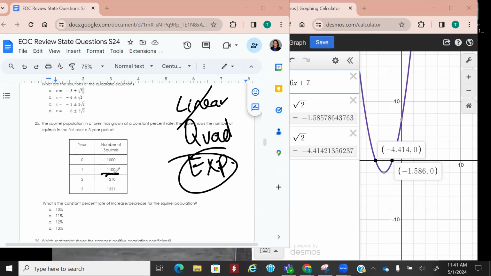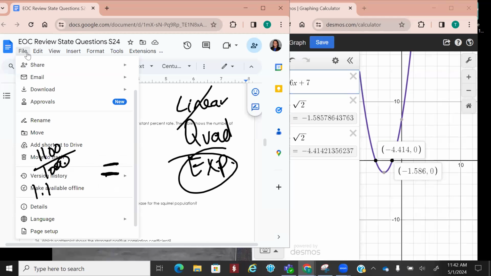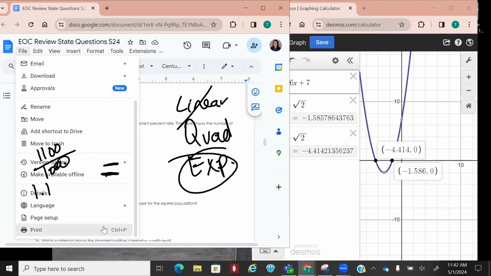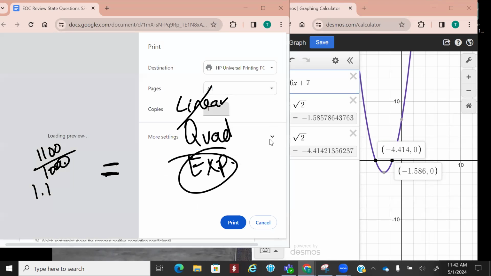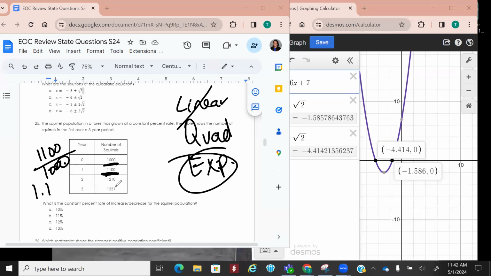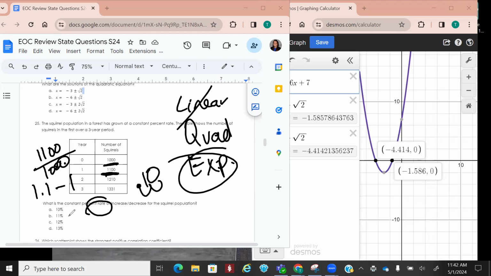Okay. So we're going to take our second number and divide it by our first number. When we do that, that's going to give us 1.1. This is what we call our growth factor. So if we want to find our rate, we're going to subtract 1, and that's going to give us 0.1. How do I change that to a percentage? Two places to the right. So that's going to be 10%.